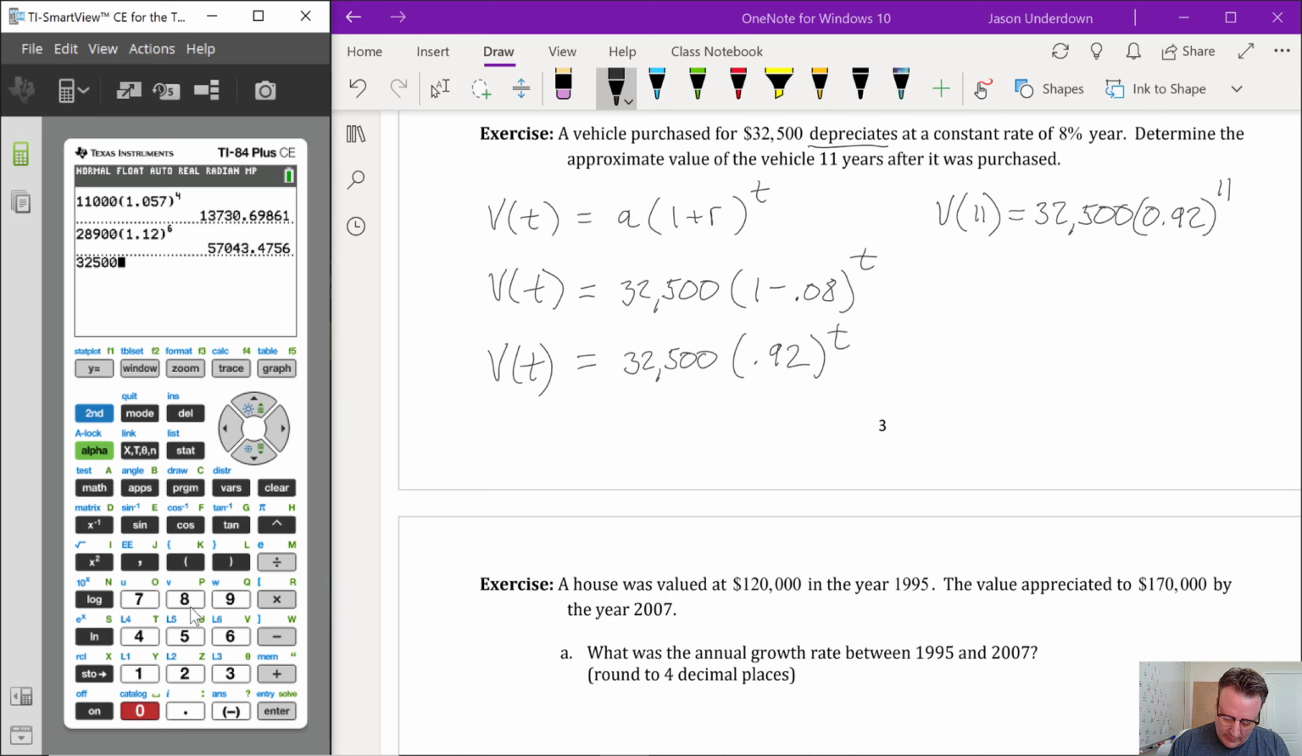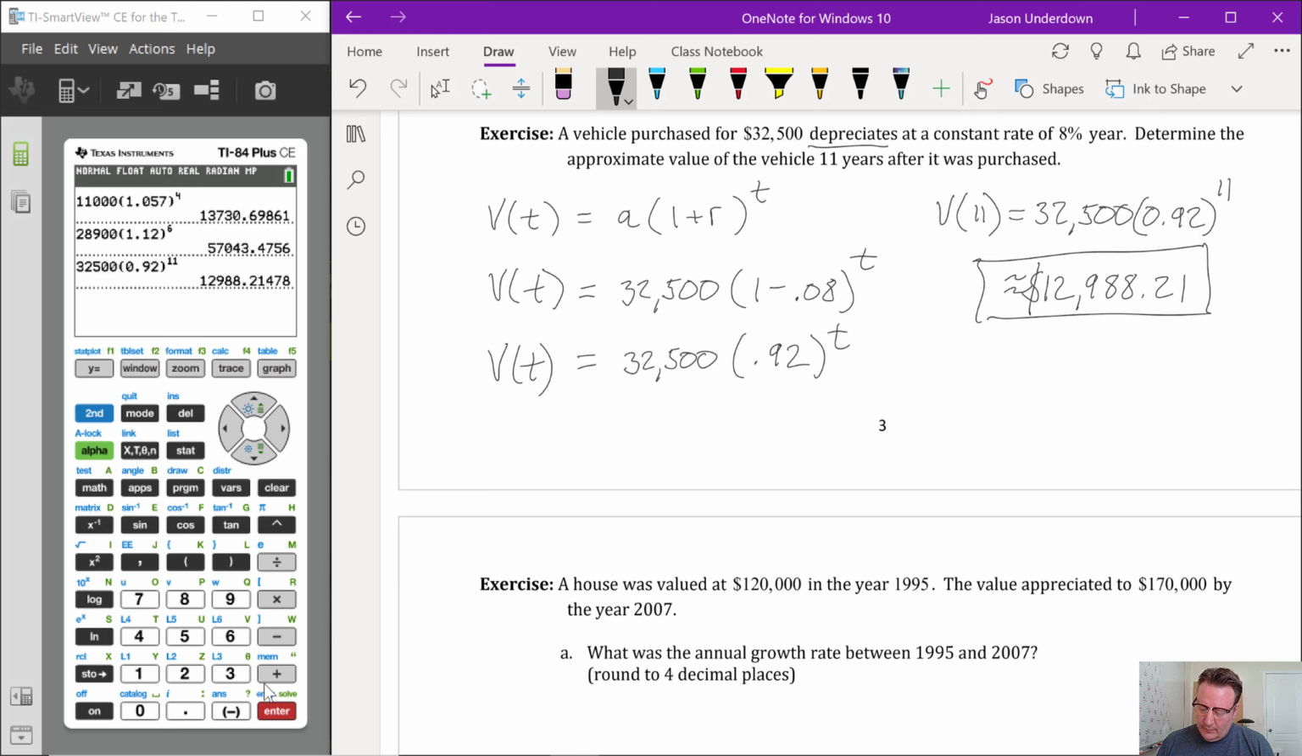So let's put that into the calculator. 32,500 times 0.92 raised to the 11th power. That looks good. So we would expect the value of the car, since this is a dollar amount, we'll round to the nearest penny or cent, and we get $12,988.21. Sneak a dollar sign in there. Okay.